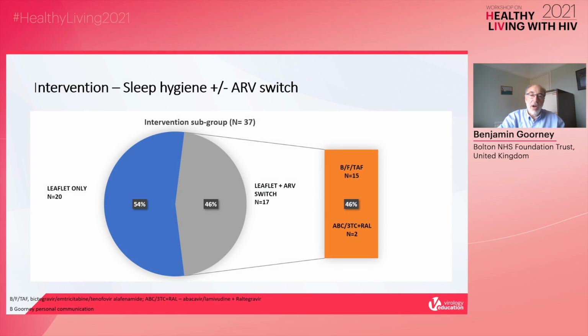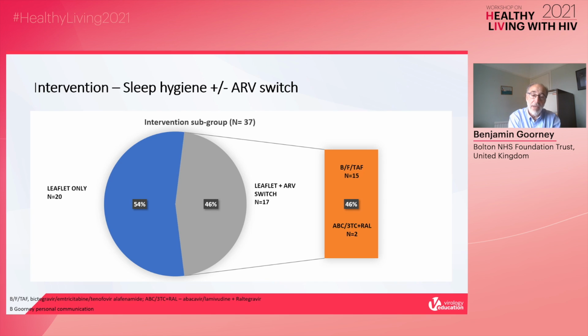Just to remind you again of the intervention itself, this shows you the distribution of the intervention. So the 37 patients all given sleep hygiene leaflets, 20 of them had leaflets only, that's 54%, and 17 patients consented to switch in addition to the leaflet, that's 46%, and all but 2 of those 17 patients were switched to bictegravir TAF FTC.